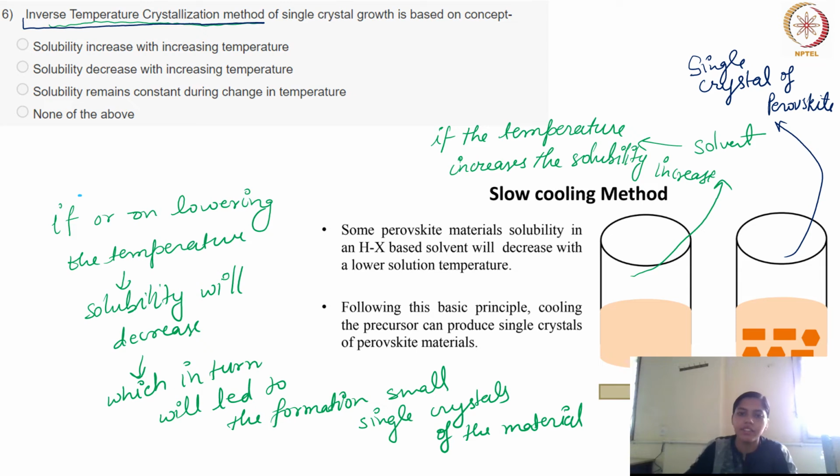So what is happening here, on increasing the temperature, the solubility increases. So now let's check the options. The first option is the solubility increases with increasing the temperature. The solubility decreases with increasing the temperature. Solubility remains constant during the change in temperature, and none of the above. So option number 1 is the correct option. So now let's move on to the next question.